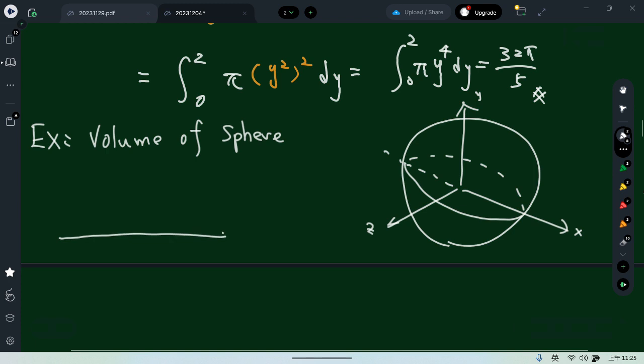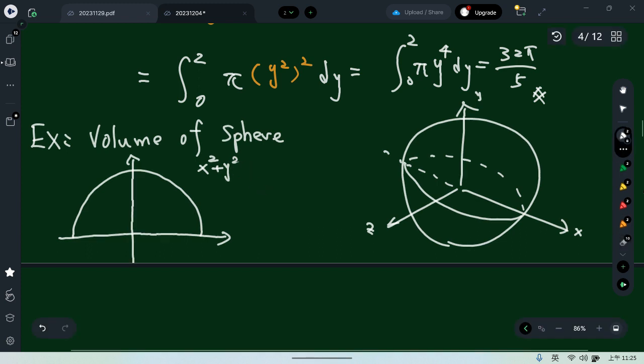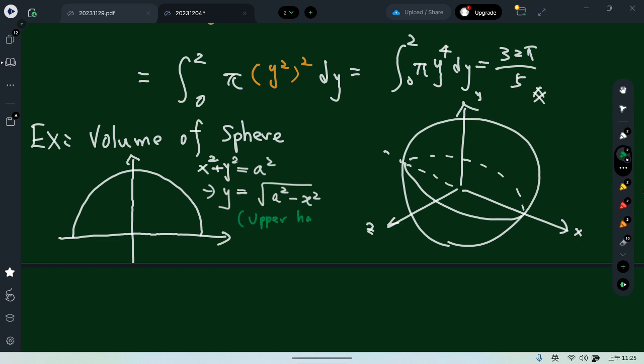So actually, if we want to calculate the volume of a sphere, we can start with a half circle. Half circle means this is a circle. If the radius is a, it's a circle, right? Yes. So for the upper half, y is equal to positive square root of a squared minus x squared. This is for the upper half circle, right?